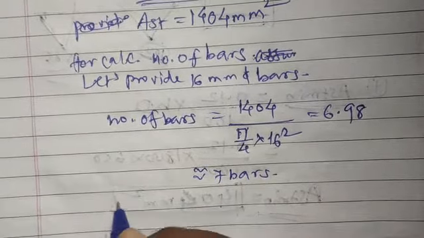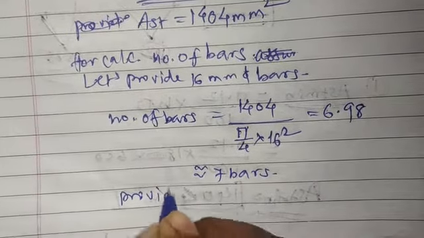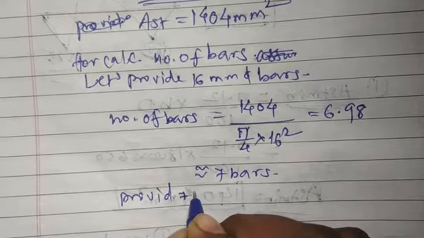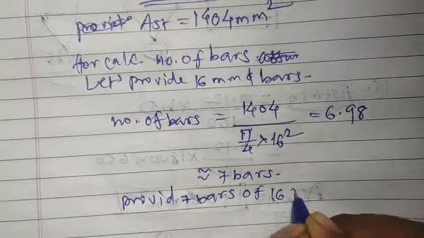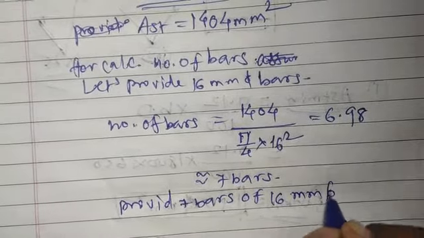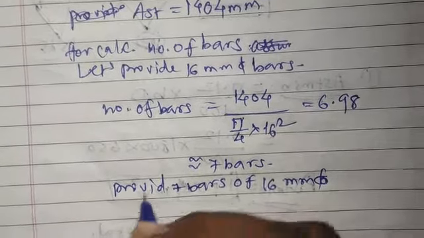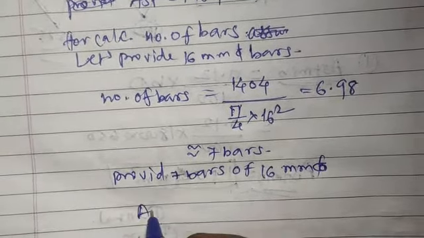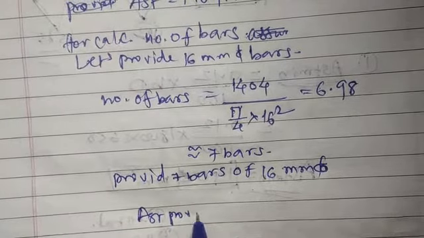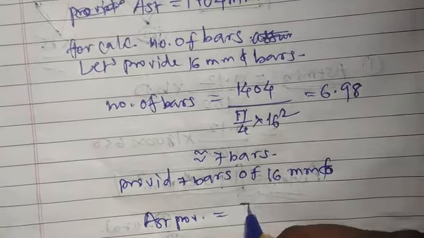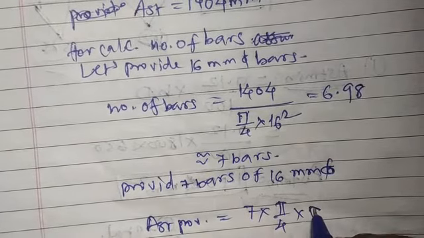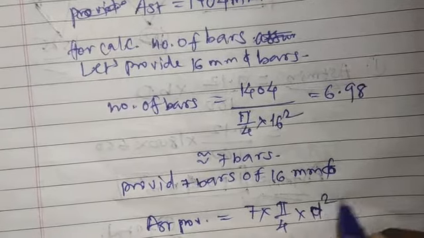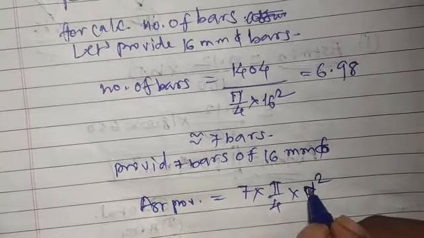Okay, so provide 7 bars of 16 mm diameter. This phi means diameter. So AST provided will be equal to 7 into pi by 4 into d square. D is the diameter of the bar.